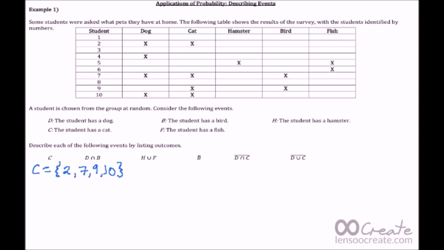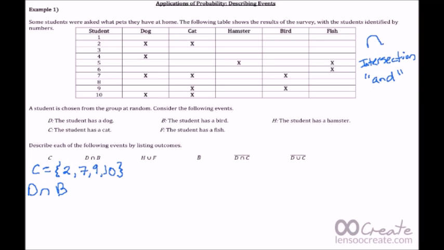The next one, we get a little different here. We have event D, which is student has a dog. We have this little symbol here, and then we have event B, which is bird. This symbol actually means an intersection. I'm going to write it over here to the side. This means intersection, and the way you pronounce that is you just say the word and. So what we have is event D and event B. And when you think of and, it means both.